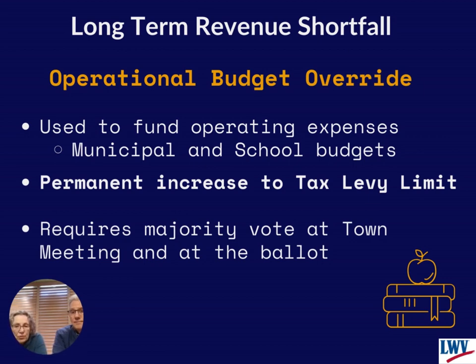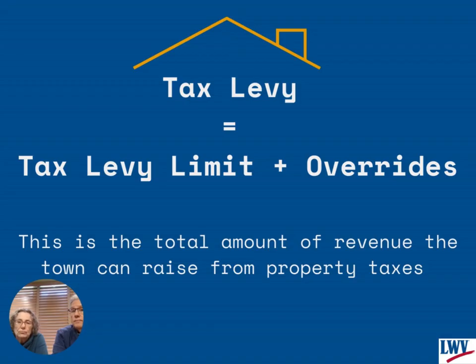This type of override permanently increases the tax levy limit. Remember that the tax levy limit is where the calculation of property taxes starts every year. An operating override requires both a majority vote at town meeting and at the ballot box.